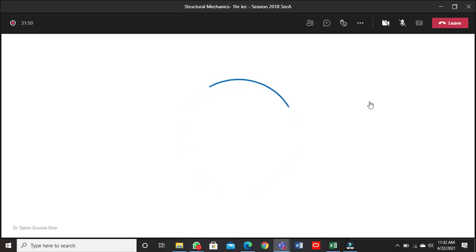So first, I'm going to explain principal stresses sigma 1 and sigma 2. Okay? Both have the same sign. So both are either negative or both are positive.